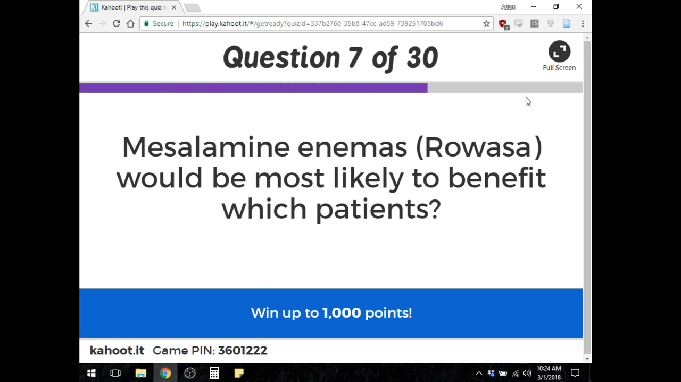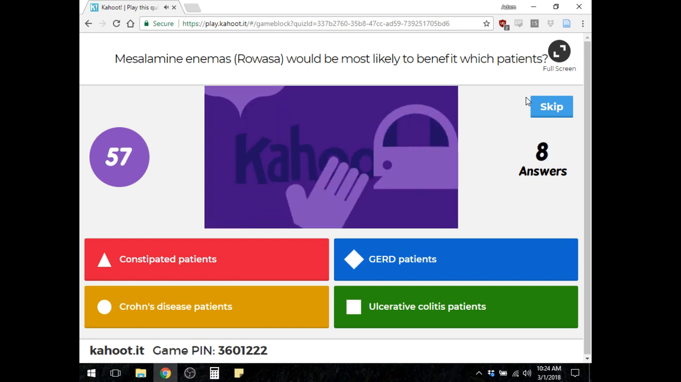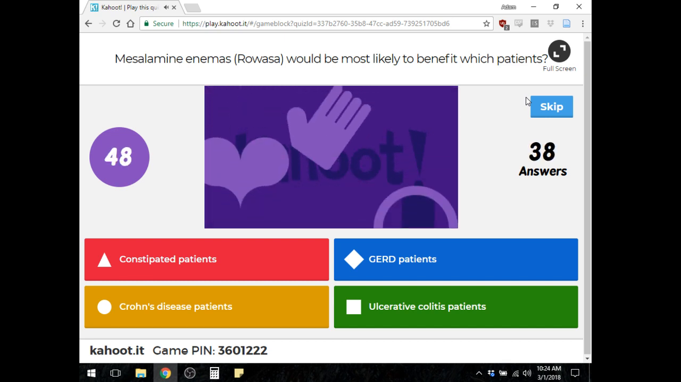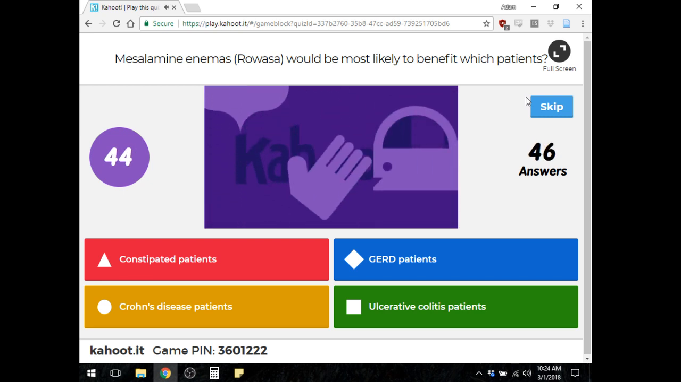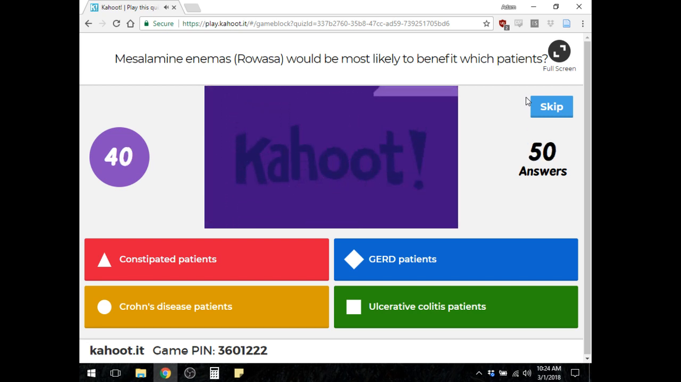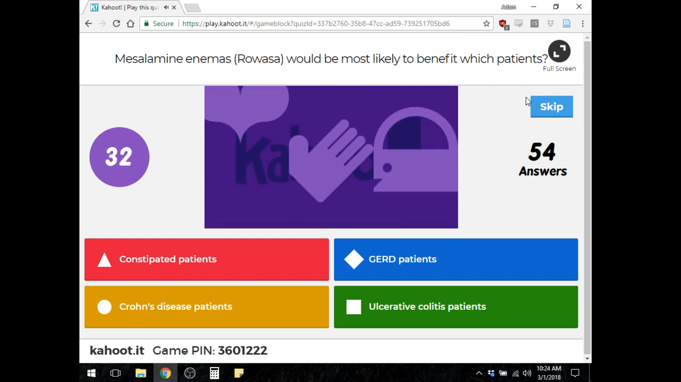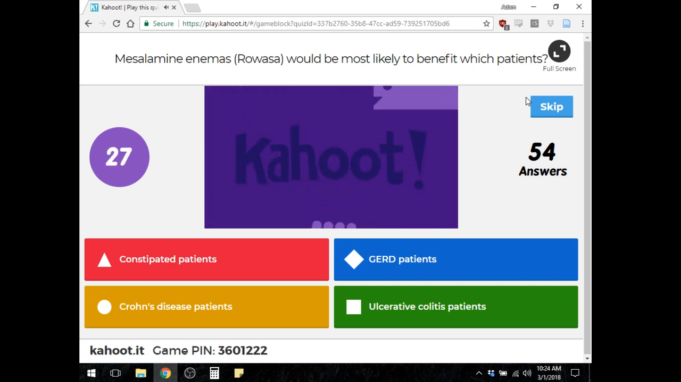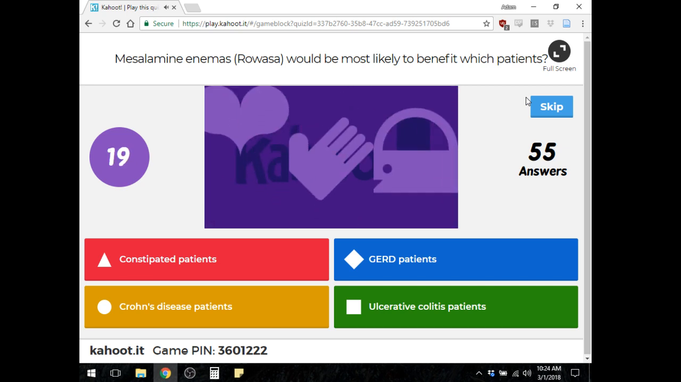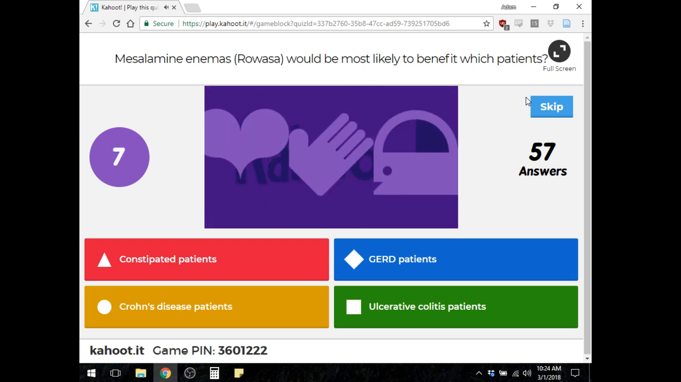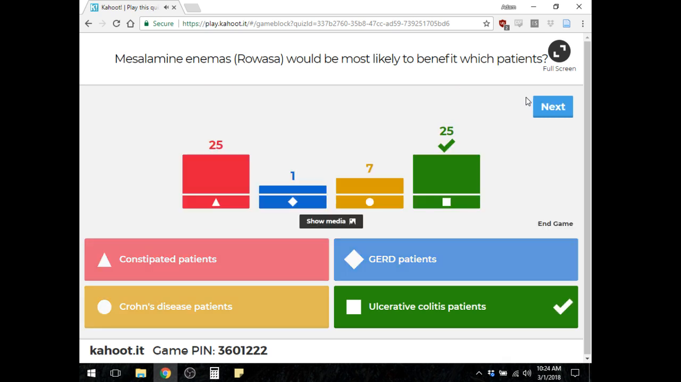Mesalamine enemas, Rowasa, would be most likely to benefit which patients? Constipated patients, Crohn's disease patients, ulcerative colitis patients, GERD patients. What do we use mesalamine for? Final answers. What do we think? Interesting. Okay.